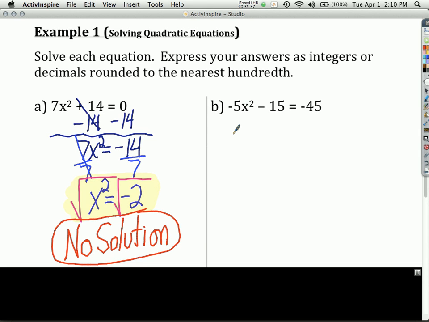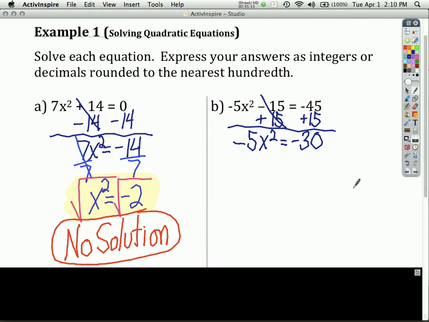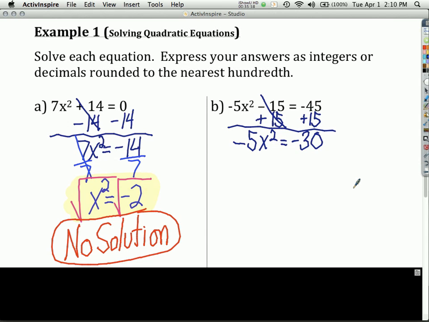Very good. So you should be reaching way back to your chapter 3 skills, and this should be effortless for you. I mean, we're talking Jedi Master level for all of you. And we end up with -5x squared equals -30. What should we do at this point? Edgar? Good, and I love the way you said that. Divide everything by -5. This disappears, and we're left with x squared equals 6.